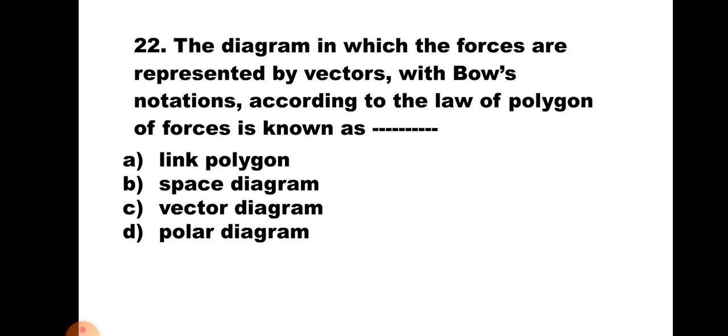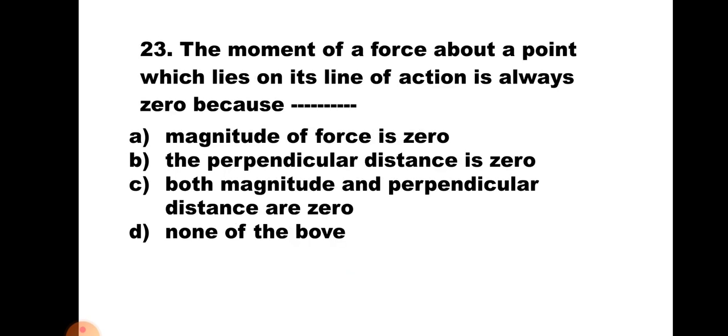Question number 22. The diagram in which the forces are represented by vectors with Bow's notation according to the law of polygon of forces is known as: A, link polygon; B, space diagram; C, vector diagram; and D, polar diagram. Now the diagram in which the forces are represented as vectors, meaning magnitude as well as direction are given, is nothing but a vector diagram. Hence the correct answer is C, vector diagram.